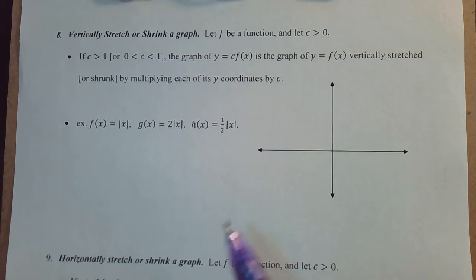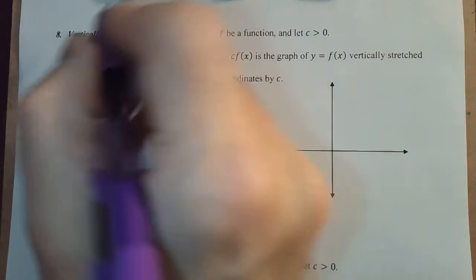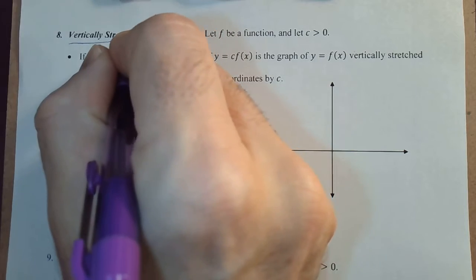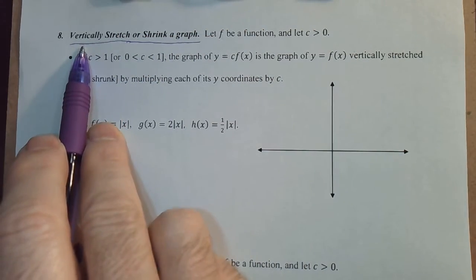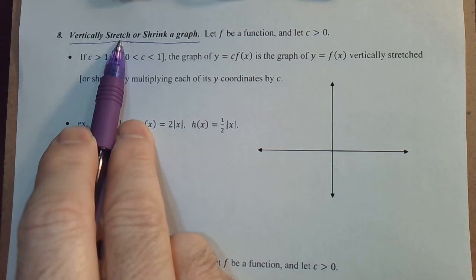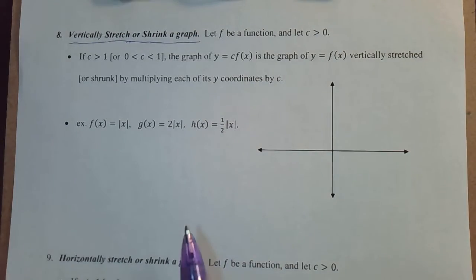Well, the last two transformations we're going to look at actually change the shape. What it's going to do is stretch or shrink the graph. The first one we're going to look at is vertically stretching it, which makes it look taller and thinner, where shrinking it means we're squashing it down to make it shorter.